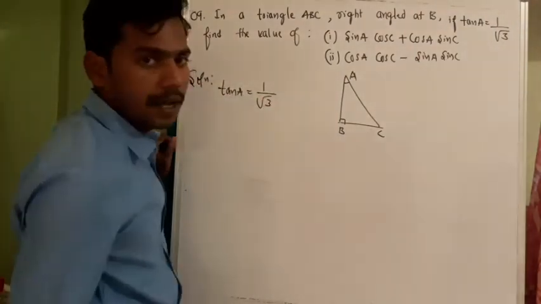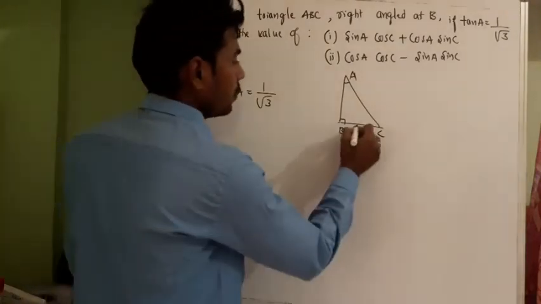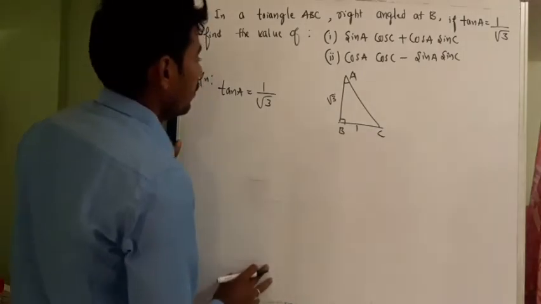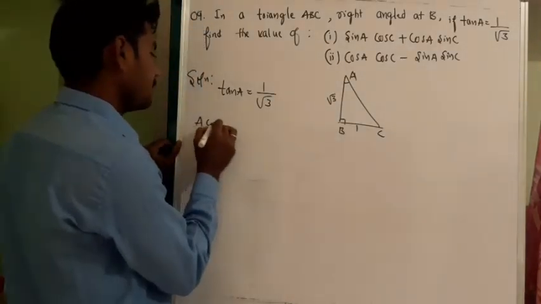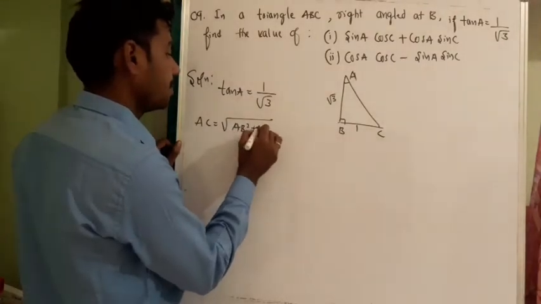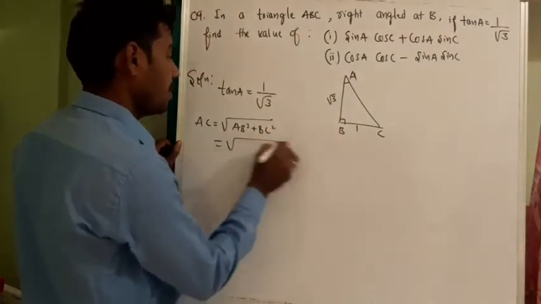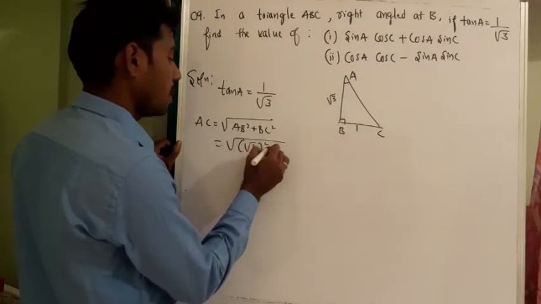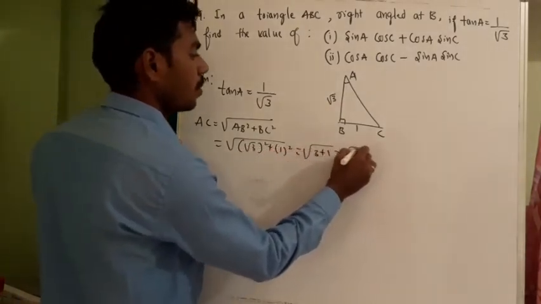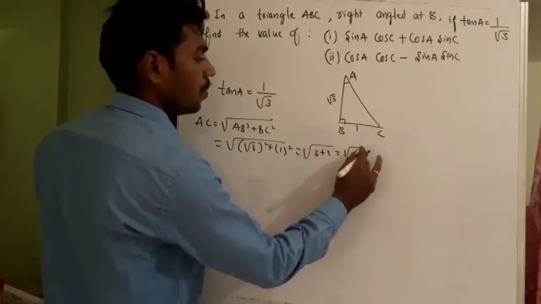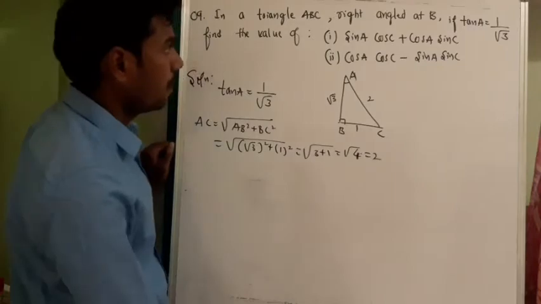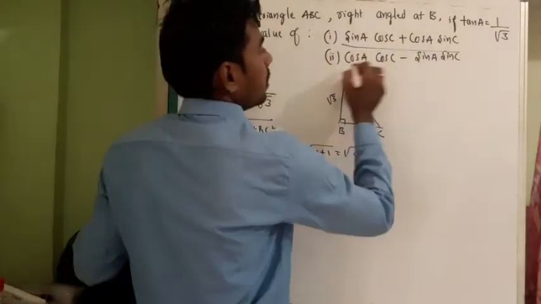What is tan A? Opposite by adjacent. Opposite is 1 and adjacent is root 3 for tan A. Next, we need to calculate AC. AC is equal to square root of AB square plus BC square. AB is root 3 whole square plus 1 square, which is nothing but 3 plus 1, equal to root 4, which is equal to 2. This is 2. Now we need to calculate this and this.